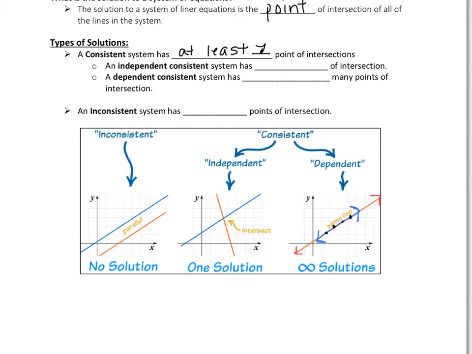So if they're the exact same line, they intersect at every single point on that line. So back up here where it says an independent consistent system, that's this one, has blank of intersection. We would say has one point of intersection. And then a dependent consistent system has infinitely many points of intersection. So that's what we're going to put in here.